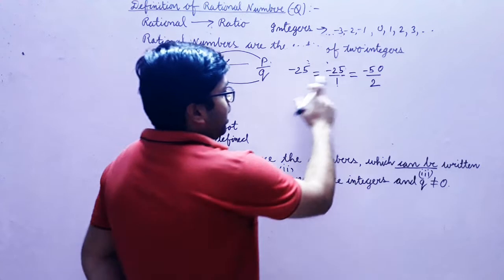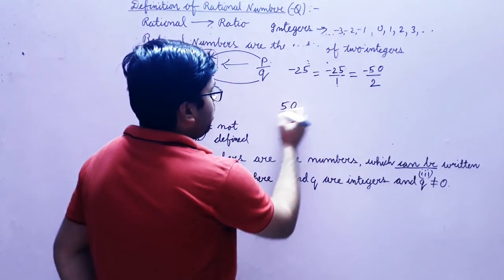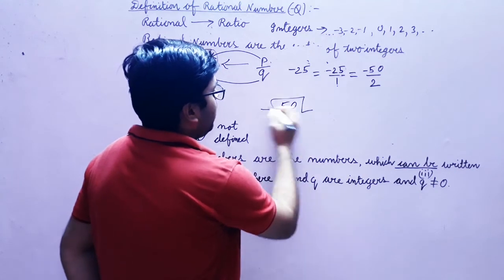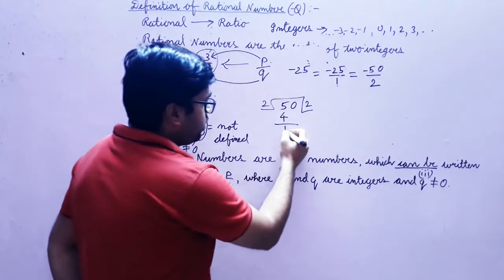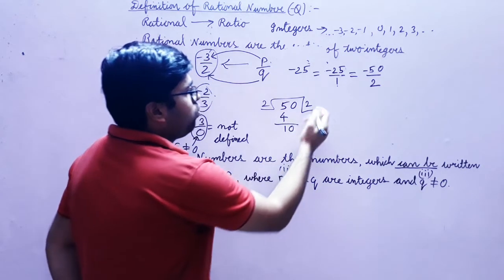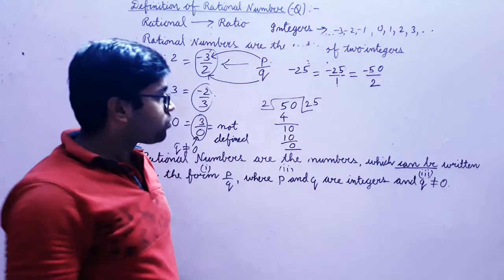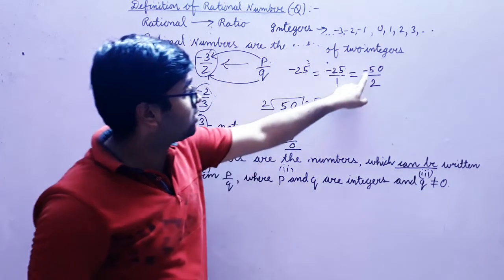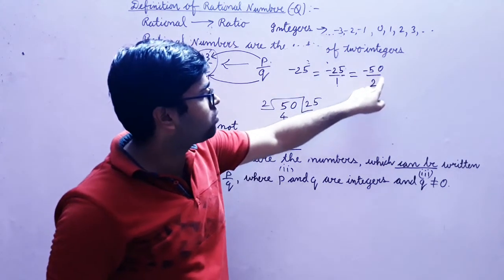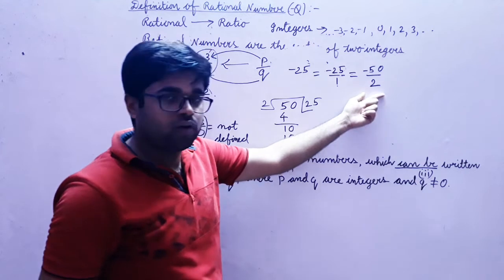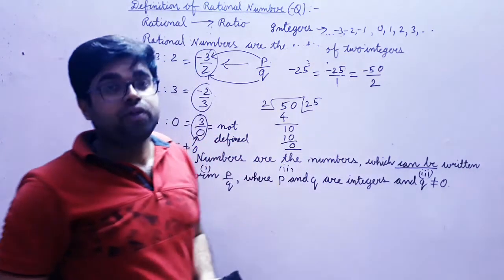Now why can you write p as minus 50 and q as 2? Because you know that 50 divided by 2: 2 2s are 4, 5 minus 4 is 1, 10; 2 5s are 10, 10 minus 10 is 0. So you get 25, and since there is a negative sign here, you'll get minus 25. So that means minus 50 by 2 is also minus 25. So you can write minus 25 as minus 50 by 2.